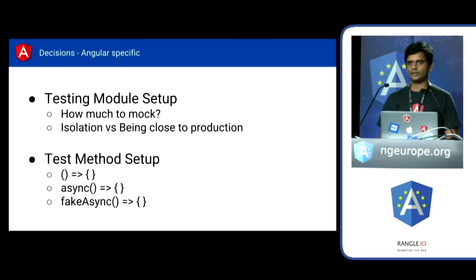We also provide the fake async wrapper, which essentially, using zones, can capture the asynchronous events being scheduled, and then you can make it progress through the event queue in a controlled manner in a synchronous fashion. And maybe that's something that you feel more comfortable doing in a unit test. So again, these are the kind of decisions you would have to take.